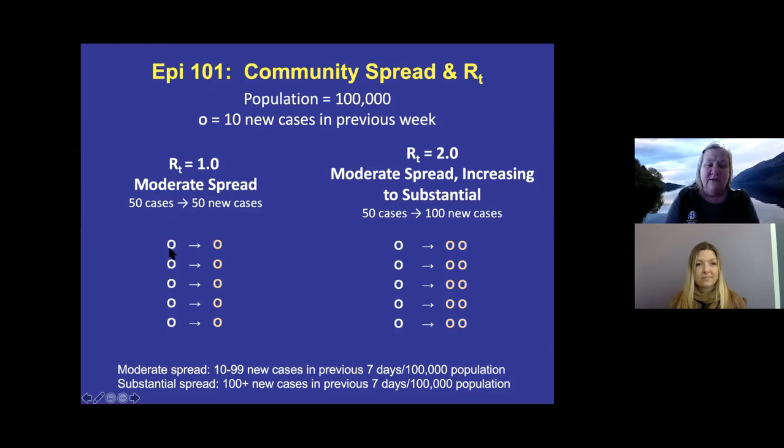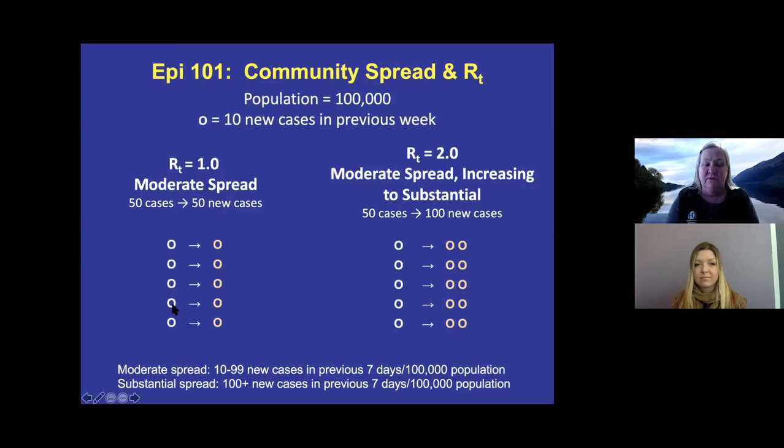What that's saying is that each of these 10 cases is going to give another person the virus. So they're going to infect one other person. Essentially they're replacing themselves. That's 1. So we have 50 cases, and we're going to end up with 50 cases.